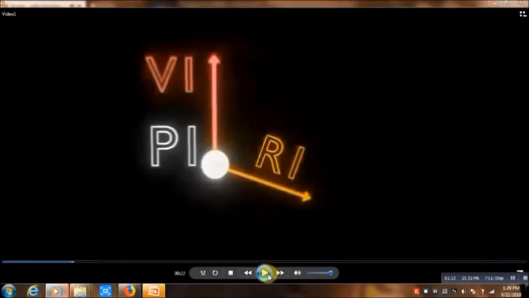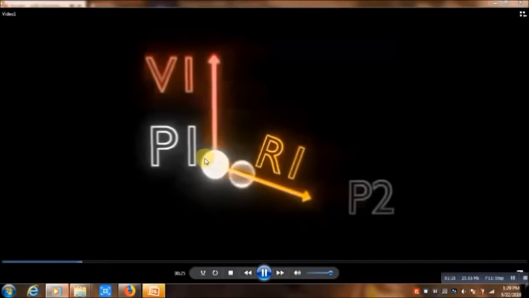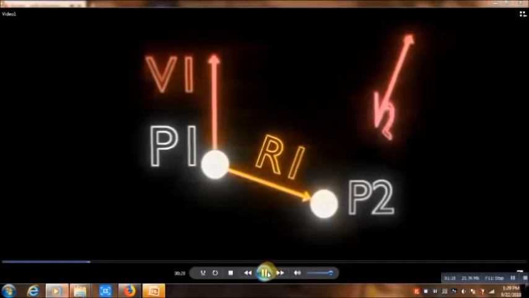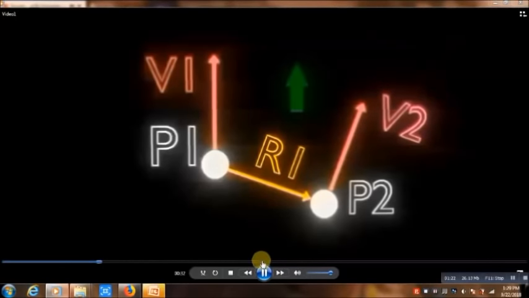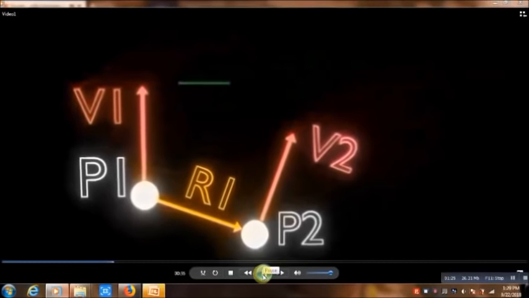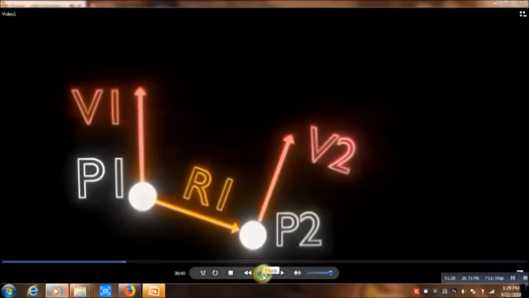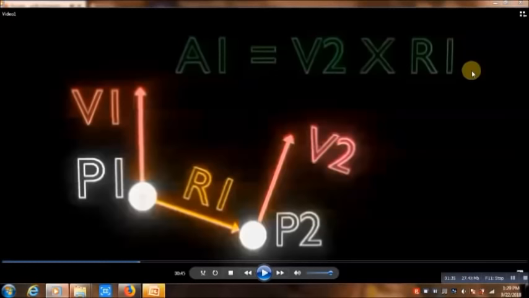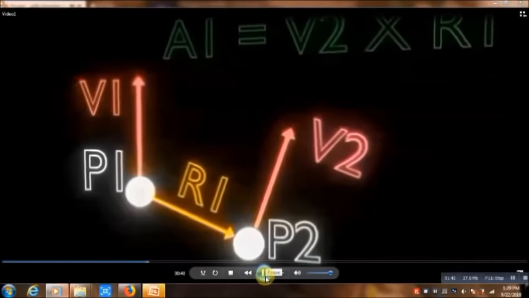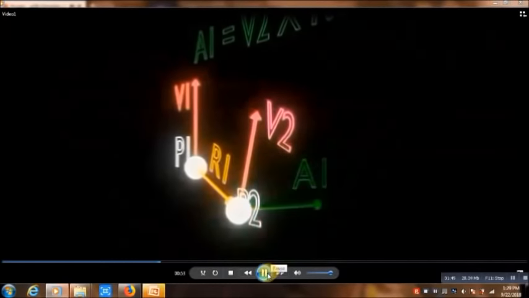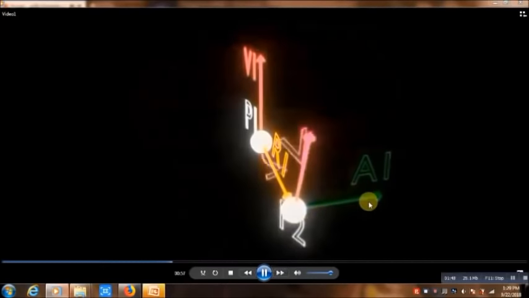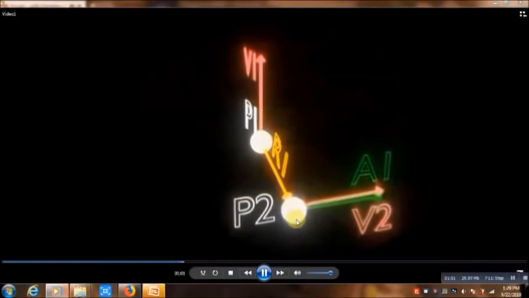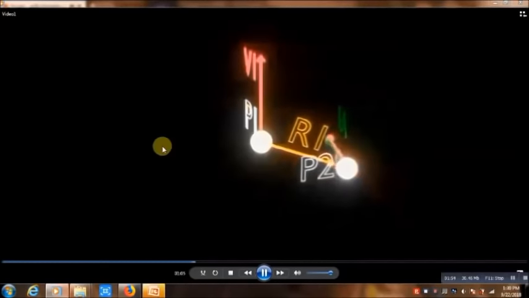Here we have a displacement vector r1, at the end of which we place another particle p2 with its own intrinsic velocity v2. The first acceleration field is denoted by green. We call it a1, and is computed as the cross product of v2 and r1. What's going on here is we're computing the a1 that is created by p1 that is acting on p2. We can imagine that this a1, following the right-hand rule, will appear here, and the effect that it's going to have on p2 is it's going to cause it to orbit around p1, like so.